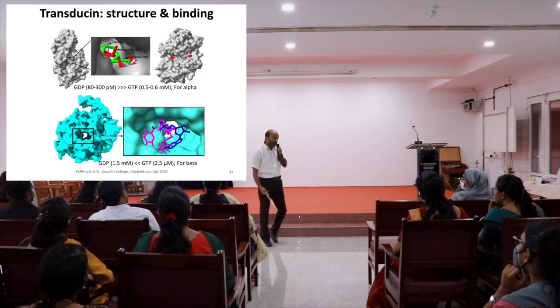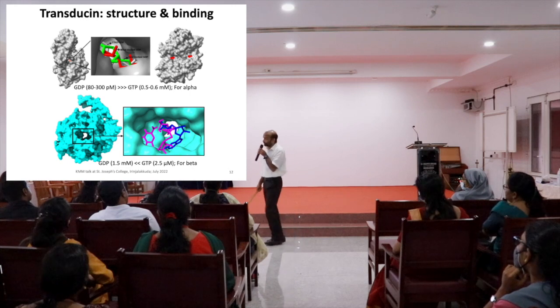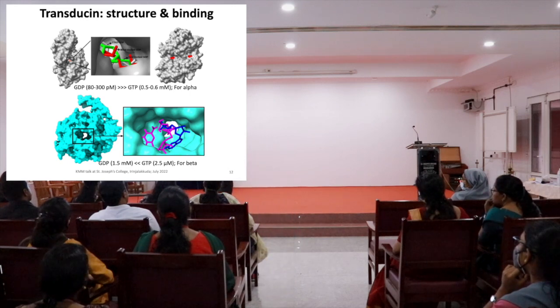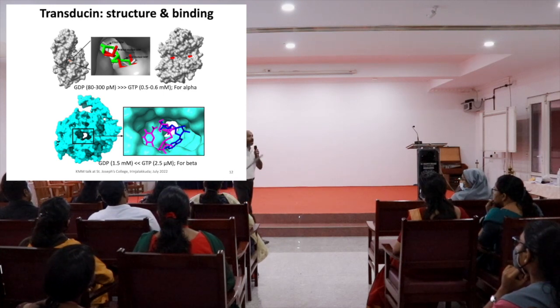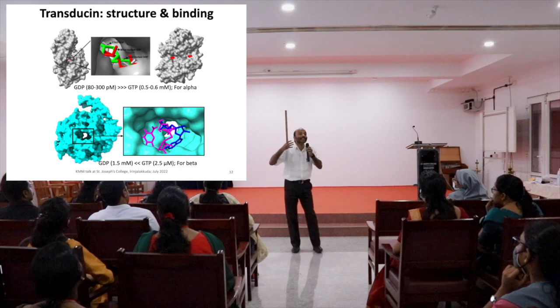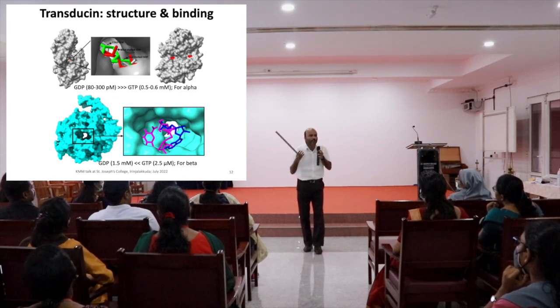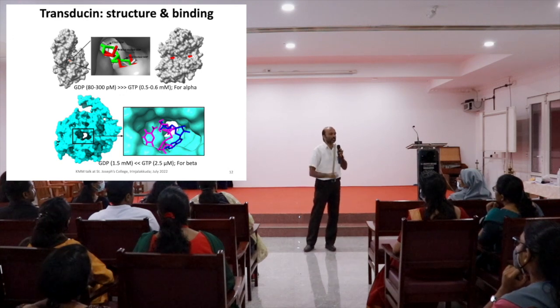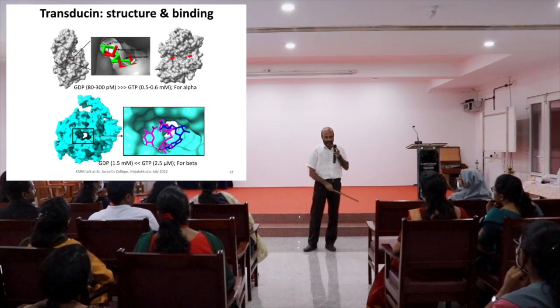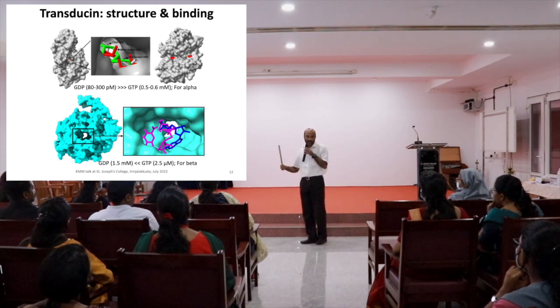So what is the evidence that my group has given? The evidence is that when you see the alpha module, the binding of GDP is at least 10 million times higher than that of GTP. So GTP cannot spontaneously exchange with GDP. GDP should get phosphorylated and then it goes out. So my theory explains that.